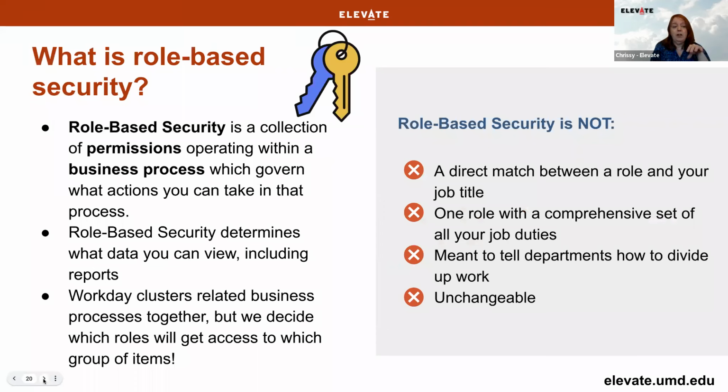So role-based security is a collection of permissions operating on the business process. That says what you can do. Some people can initiate, some people can approve, some can review or deny. Those are all different roles that you can give someone. Role-based security also determines what you can view. So think about role-based security as what can I do and what can I view?